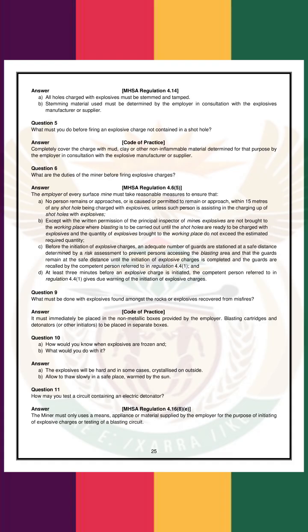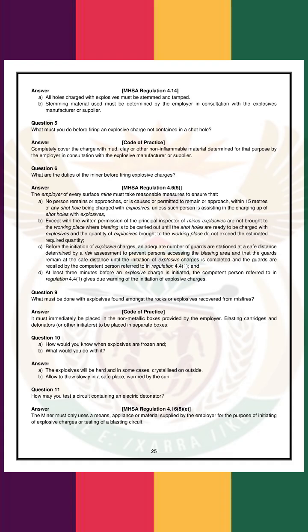Question 10. A. How would you know when explosives are frozen, and B. What would you do with it? A. The explosives will be hard, and in some cases crystallized on the outside. B. Allowed to thaw slowly in a safe place, warmed by the sun.